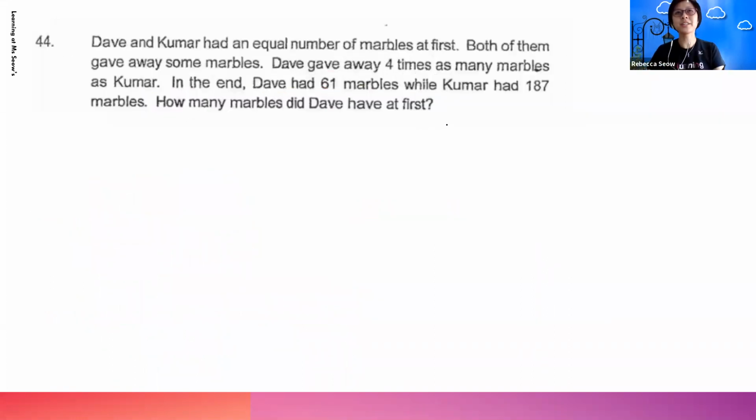So the next question is question 44. It's still taken from ACS Junior. Dave and Kumar had an equal number of marbles at first. Both of them gave away some marbles. Dave gave away 4 times as many marbles as Kumar. In the end, Dave had 61 marbles while Kumar had 187 marbles. How many marbles did Dave have at first?